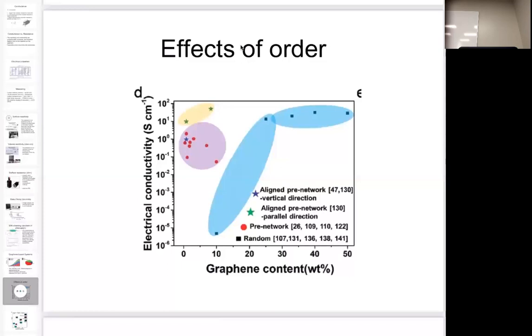But if you pre-network your material, if your graphene has structure before you add polymer to it, then you have a higher conductivity. In this one right here, we actually see this aligned pre-network parallel to the direction of alignment and aligned vertical or orthogonal to the direction, and they're still higher. So order is everything. Why? Because of the percolation. You're going to have more things closer together, the ends closer together, and you'll have more pathways, more conductivity. So that's why order really has a great effect in graphene.